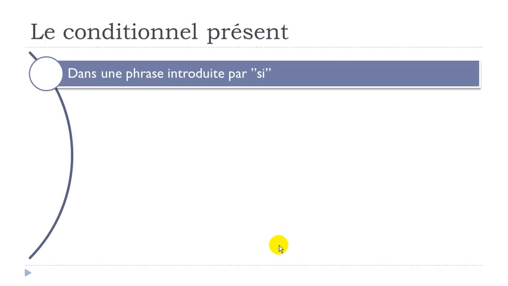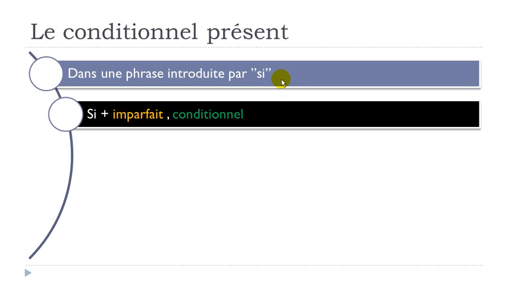Another use of this conditionnel présent is if you want to construct a sentence, like in English, for instance, with this if. Okay? So if in French is si. And then the rule is quite strict in French. If you start with this if, si, then it should be followed by the imparfait form.